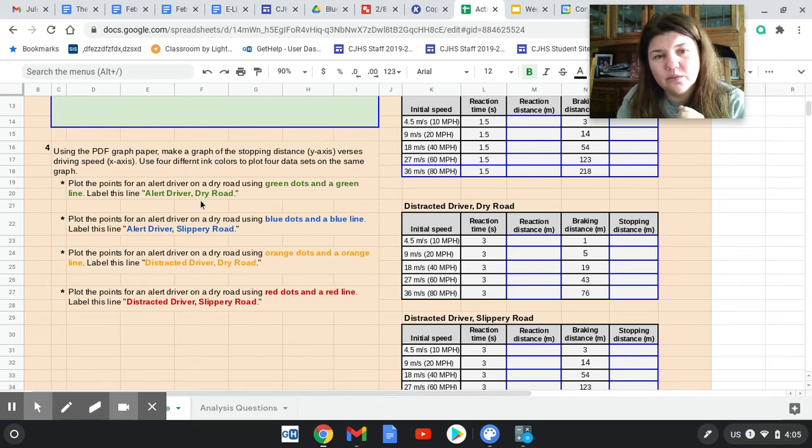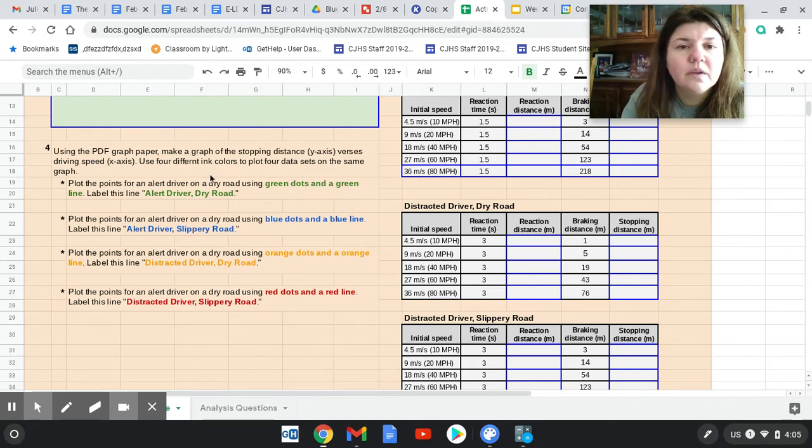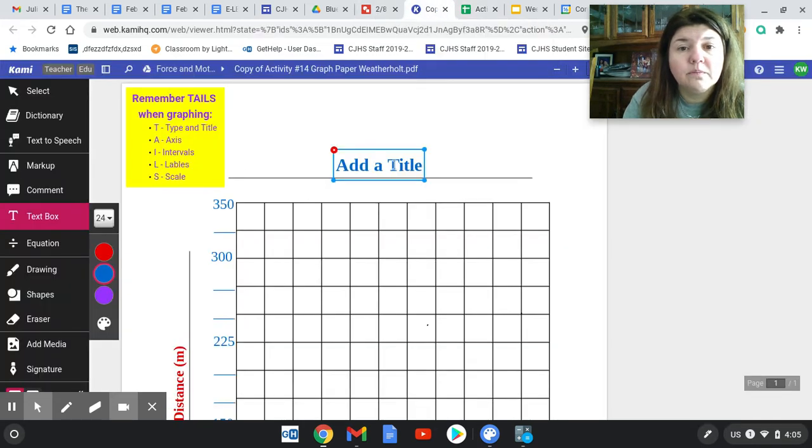And if you read down here a little bit more, you can see it tells you that you're going to plot points and draw a line. So obviously it's a line graph. But again, line graphs always show the relationship between two variables. And we're going to see how the driving speed affects our stopping distance. So make sure you add a title that is descriptive of what this graph is going to show.